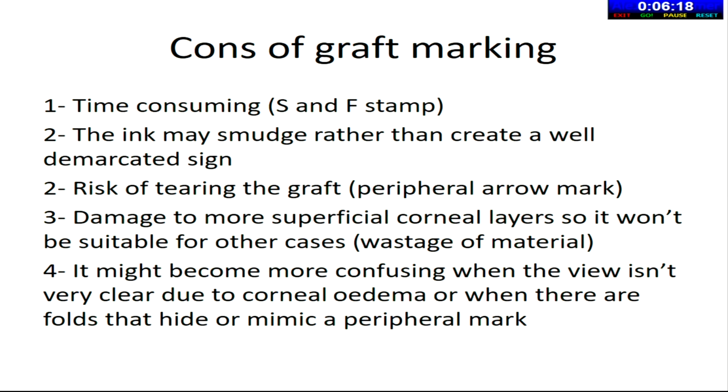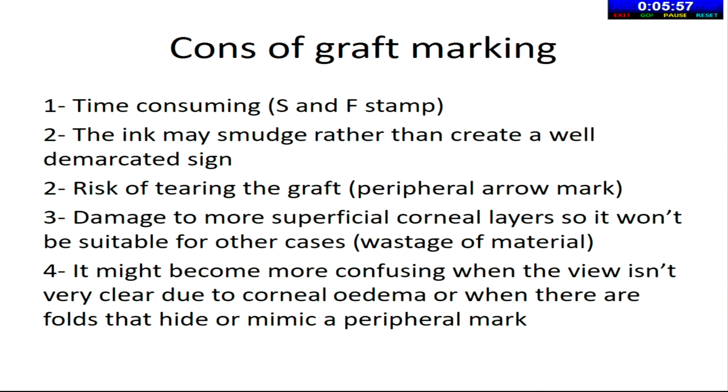There are pros and cons of graft marking. It does add time and the ink may smudge. There's the risk of the graft tearing if you use a peripheral mark, either an arrow or three asymmetric marks. And if you punch in order to use an S or F stamp, you're damaging the stroma as well, and there will be wastage of material because the stroma itself can be used for a dowel. If you just use peripheral marking, then it can be not visible if the graft is slightly hidden underneath the peripheral cornea of the recipient, which can be a little cloudy.